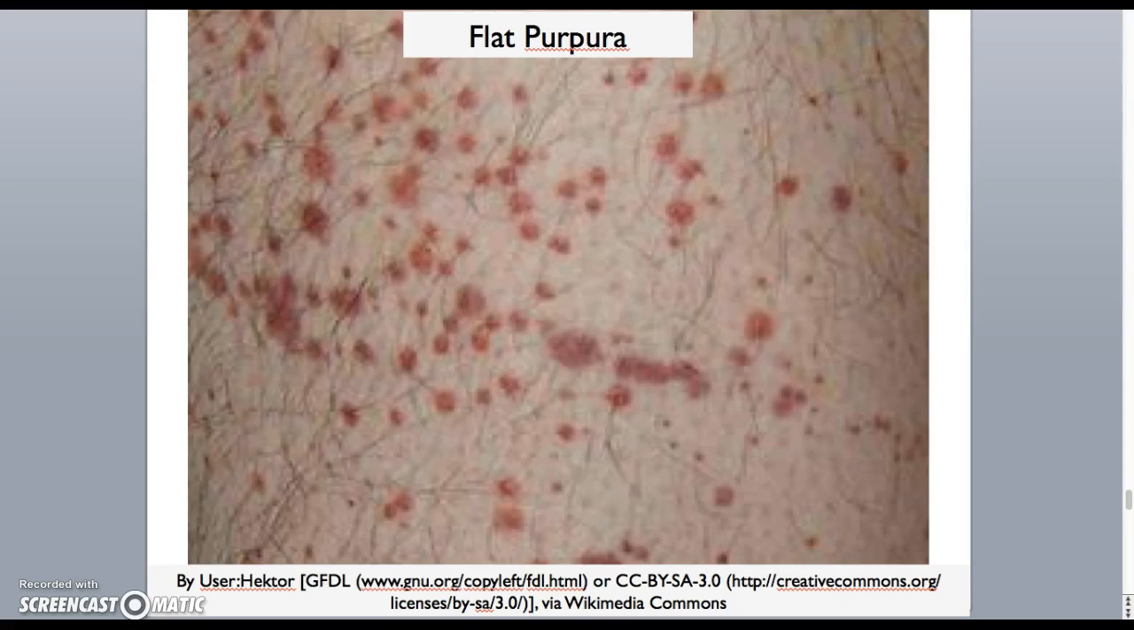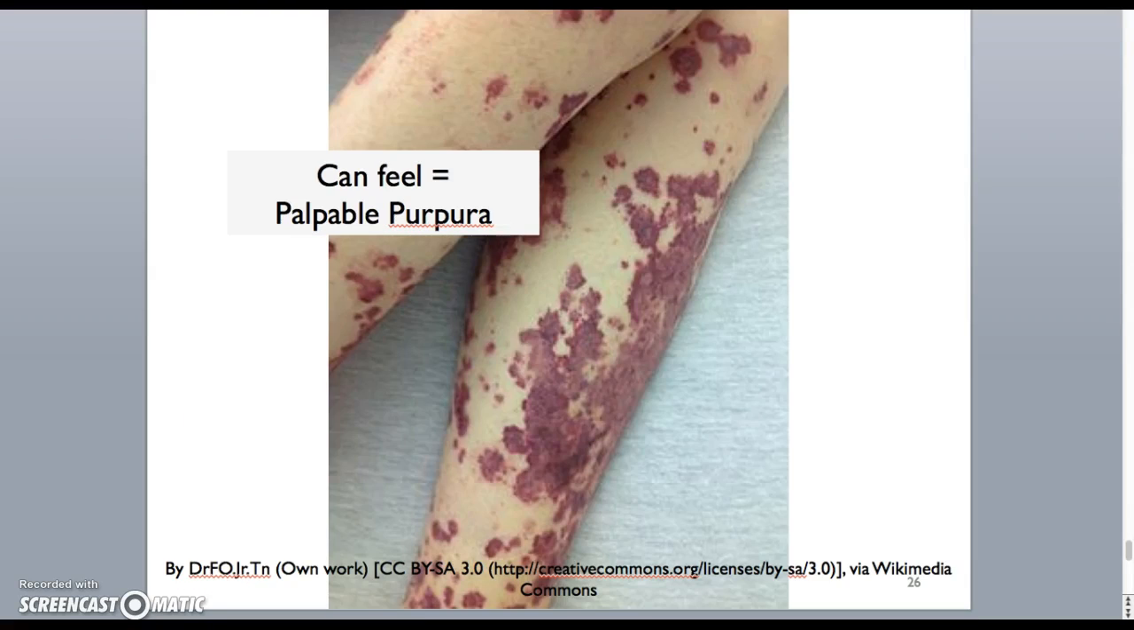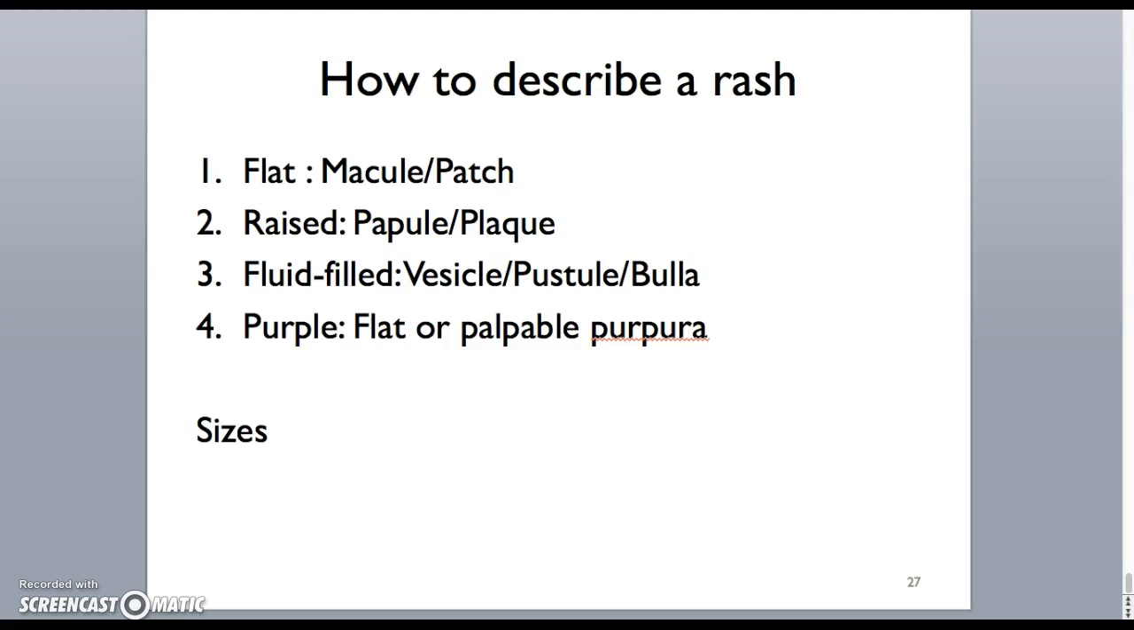This is an example of a flat purpura. You can't feel them. The small ones are called petechiae, and the bigger ones are called ecchymoses. And these are palpable purpura that you will be able to feel if you run your hands along the legs of this patient. So hopefully this gives you an idea how to describe a rash.